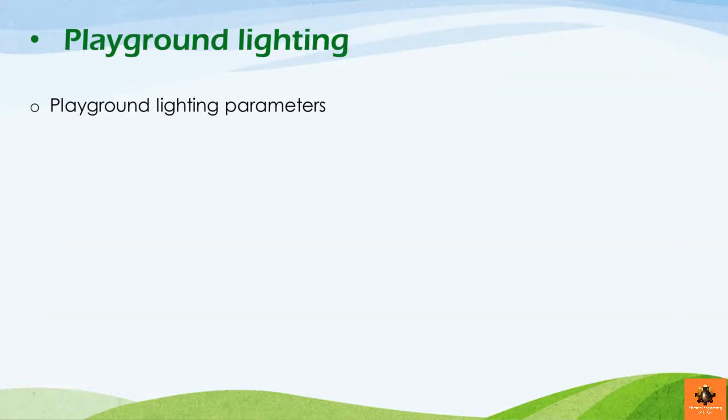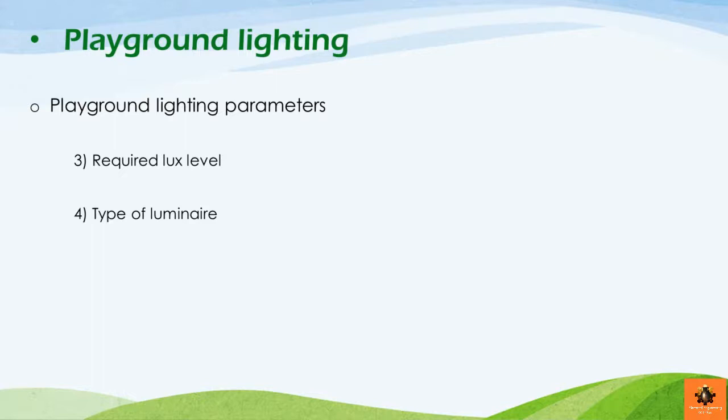Now the third parameter we need for designing the playground lighting is the required value of lux or the required value of illumination. We get the required value of lux from the code which we are working according to. And also the fourth factor we have is the luminaire itself, or the type of the luminaire.